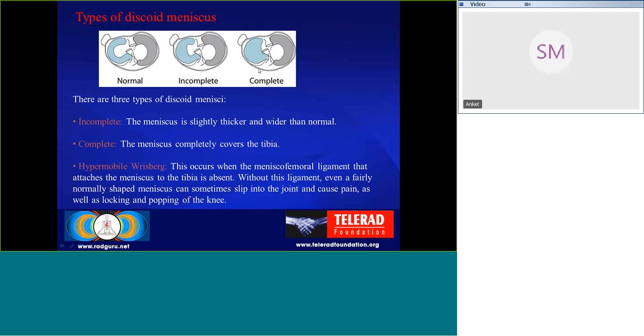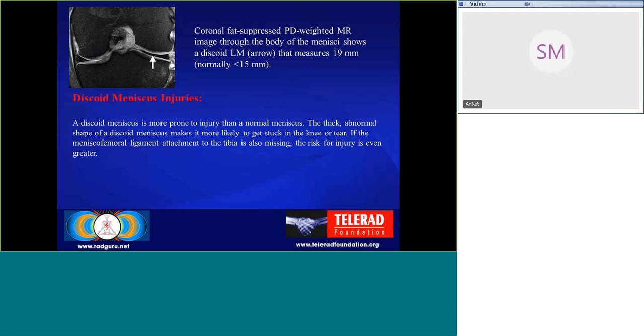In the hypermobile variety, the meniscofemoral ligament that attaches the meniscus to the tibia is absent. Without this ligament, even a normally shaped meniscus can sometimes slip into the joint and can cause pain, locking, as well as popping of the knee.